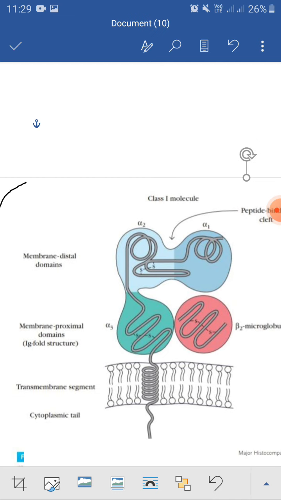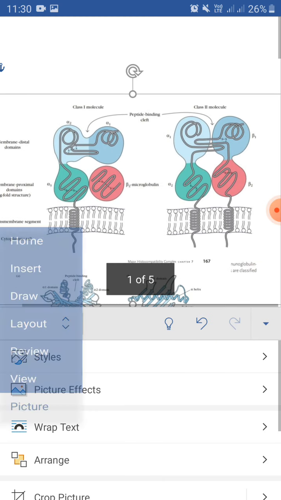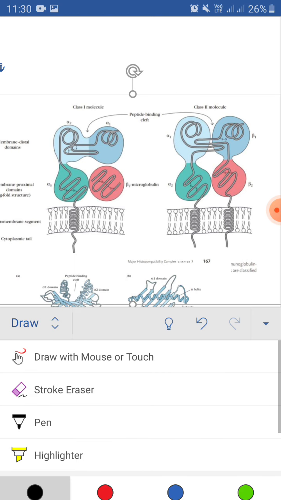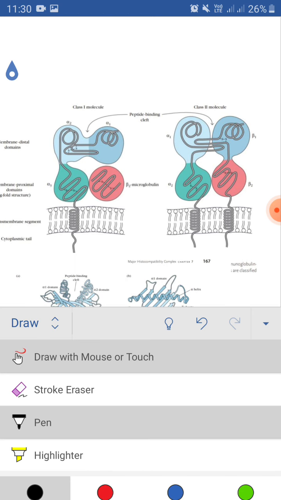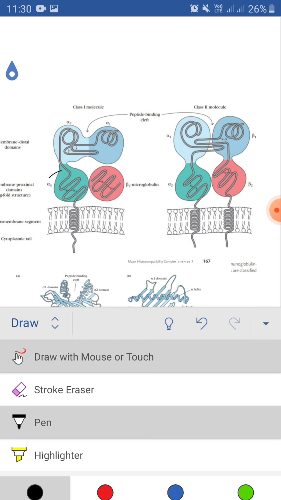Here you can see the general structure of the MHC class 1 molecule, on the left side. I will show you with the help of the cursor that this is the MHC class 1 molecule, and it is composed of an alpha chain, and this alpha chain is composed of three immunoglobulin folds. One is here, another is here, another is here, and another chain that is called beta 2 microglobulin.